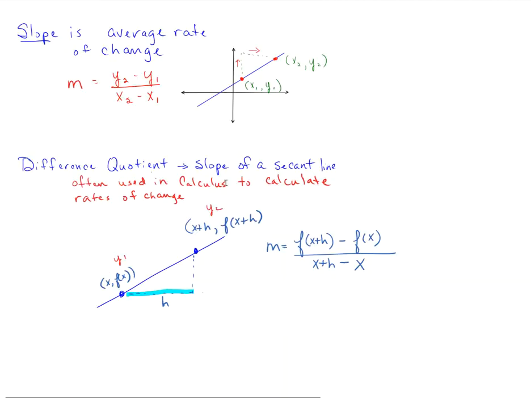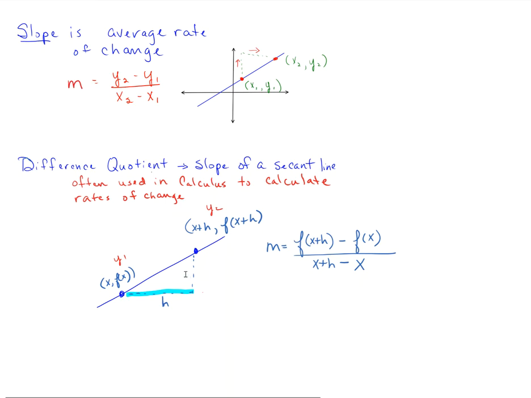Now we're also going to talk about the difference quotient. It is the slope of a secant line. It's often used in calculus to calculate rates of change, but these are instantaneous rates of change. So you can't find the slope of a curve without calculus. So this is just a touching on that, and we won't do anything very hard on it. But here is the formula for the difference quotient for you.